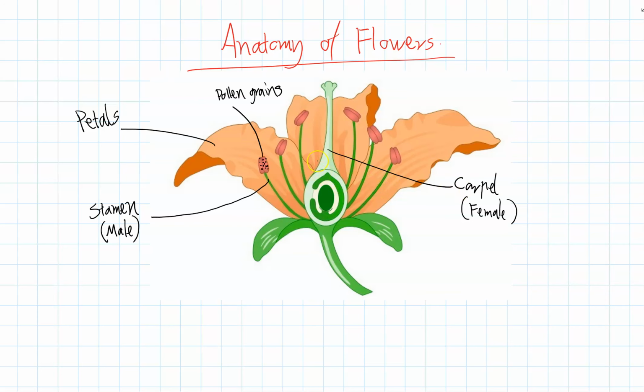And importantly, inside the carpel, it contains an egg cell or multiple egg cells. And that's what grows into seeds so the plant can grow new plants and reproduce. Alright, so that is the basic structure, the basic anatomy of what you find in flowers to help them reproduce.